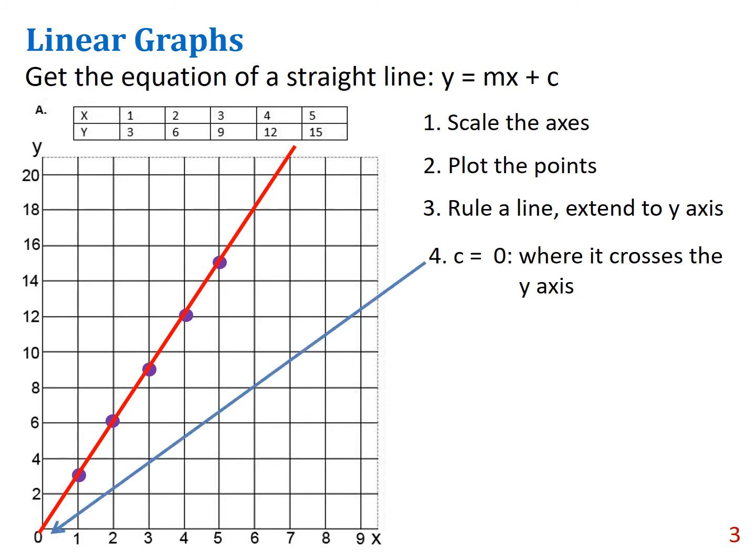Now the first thing we need to get the equation of a straight line is the y-intercept, the point at which the line crosses the y-axis. That is c in that form of the equation. So we see the line actually crosses the y-axis at the origin. I think the thing to do is to work out the gradient of the line.